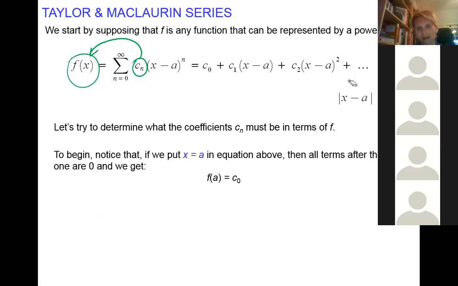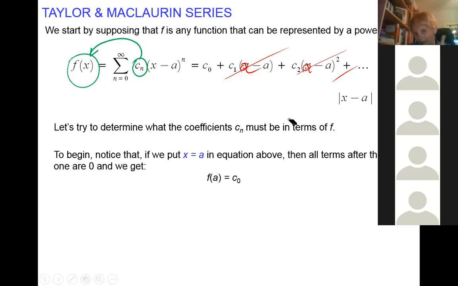That means if I substitute a instead of x, we can see this will be a minus a, 0, 0, 0. All of the terms are gone except the first one, c sub 0. That means f of a is c sub 0. It's probably a little bit weird, but at least I have some connection: if I substitute a, f of a, the value of the function at a, gives me c sub 0.